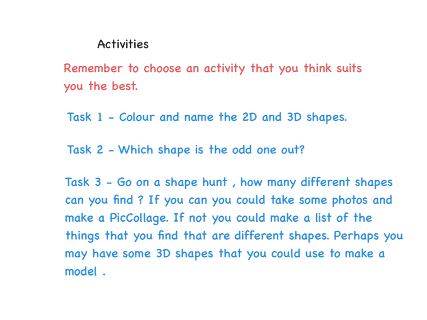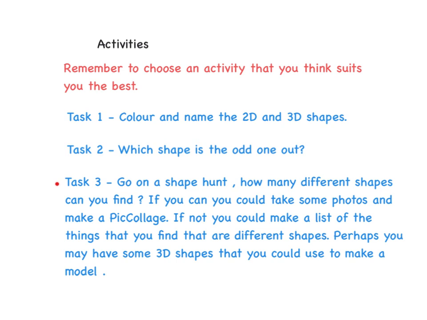Okay, it's time for you to choose an activity. Remember to choose one that you think suits you the best. There are 3 activities to choose from today. Task 1, you can colour and name the 2D and 3D shapes. Task 2, you can do the which shape is the odd one out. Or task 3, you can go on a shape hunt.